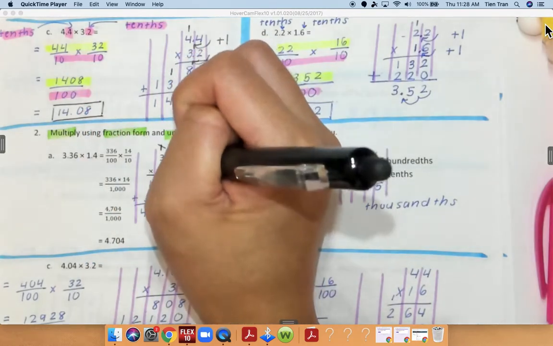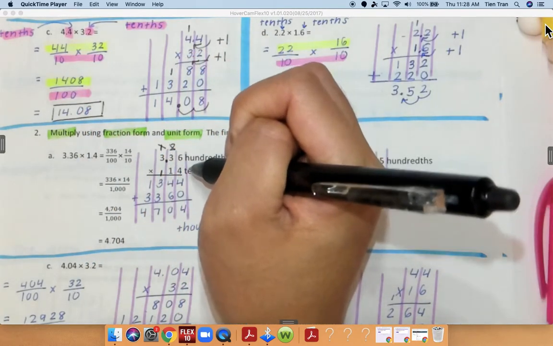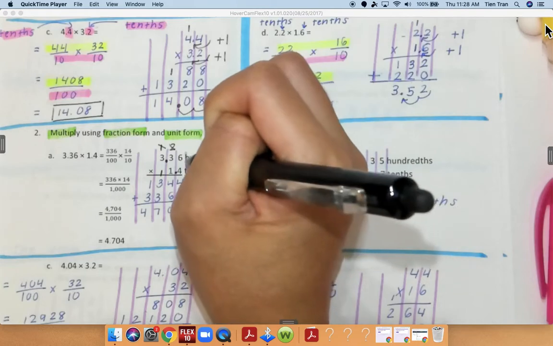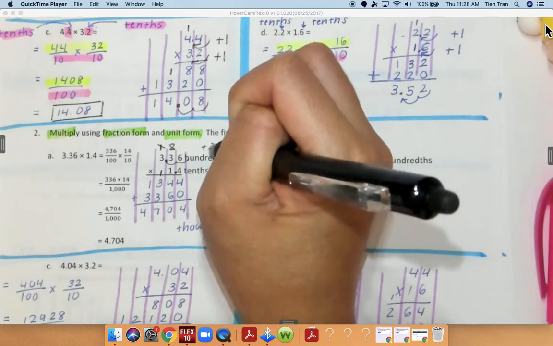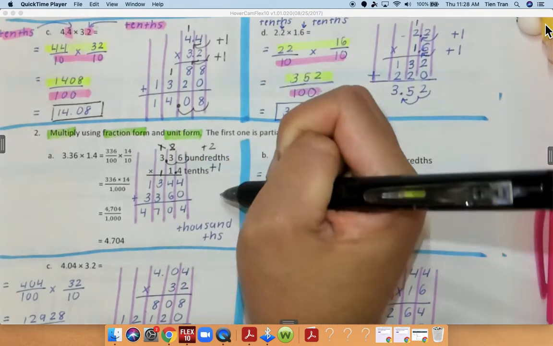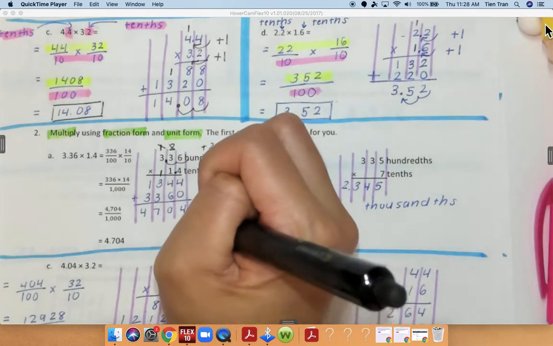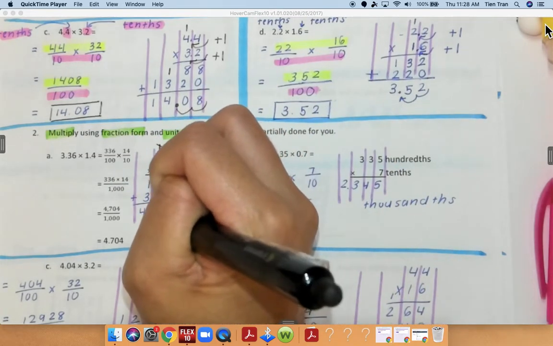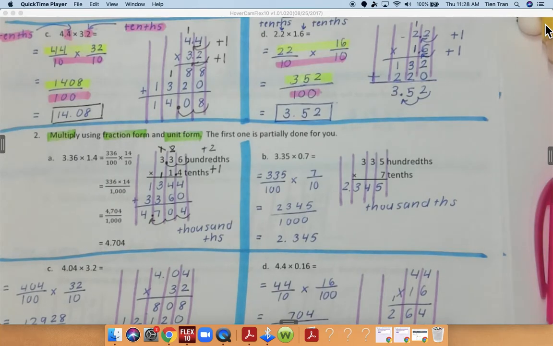Now, for this one, the decimal is in between the 3's, and there is another decimal right here. So this one you're moving over 2 times, and this one you're moving over once. So you need to move your decimal over 3 times. 1, 2, 3. So we get 4.704, or 4 and 704 thousandths.